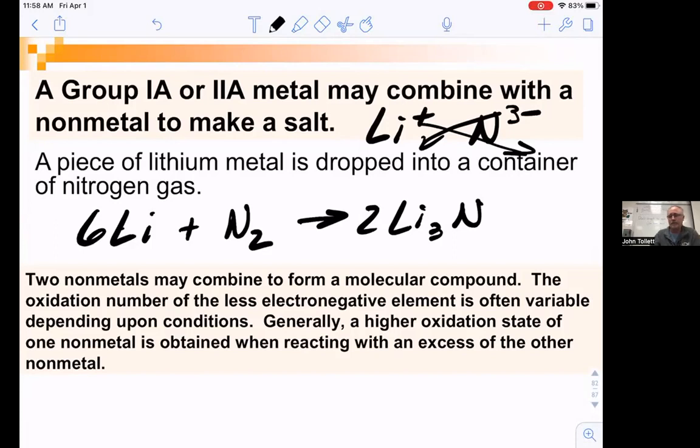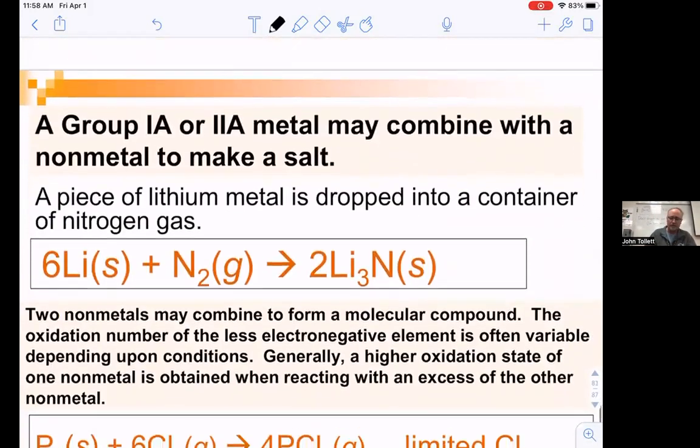Two nonmetals may combine to form a molecular compound here. Generally, we say they kind of squish together. The oxidation number of the less electronegative element is often variable depending on the conditions. Okay, so what you're going to look at is kind of its valence electrons. These are a little bit more difficult than what you're used to. I'll kind of show you how I think about them. But you have to kind of look at what their oxidation numbers are in order to figure these out.